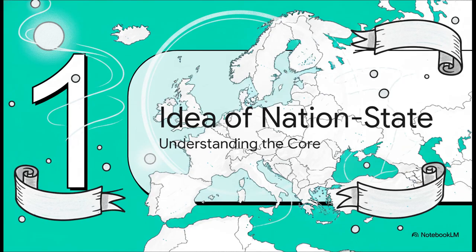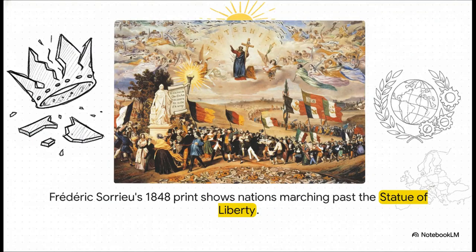Before all the big revolutions and wars, the idea of a nation-state wasn't really a thing. It was just an idea. And the chapter, very interestingly, begins not with a historical event, but with a dream that was captured in a famous painting. This is that dream, painted by Frederick Souriau back in 1848.